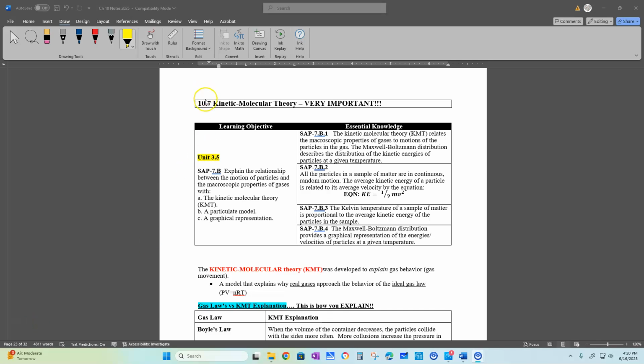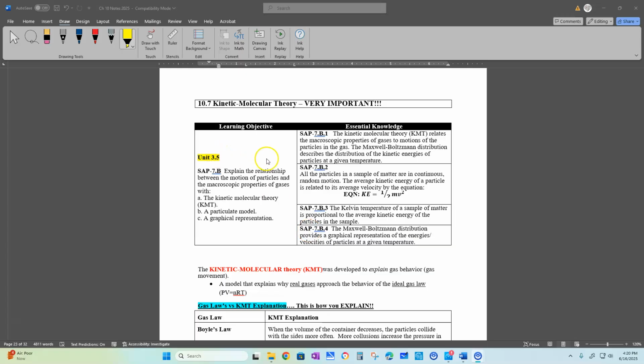Welcome back, AP 10.7 Kinetic Molecular Theory. You can put your calculator down for a little bit because this is a section about explaining. Okay. KMT, Kinetic Molecular Theory, as you see, there are 4 learning targets. So this must be a big topic for them.